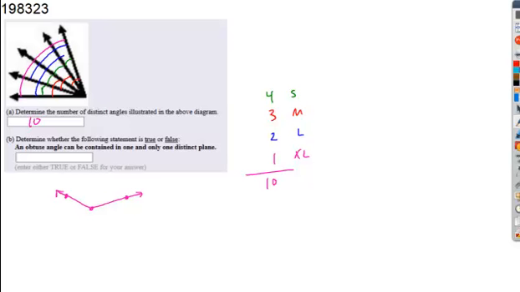Okay. Does this qualify for determining one distinct plane? I have 3 points that are not in a straight line, so yes, this would be true, right? An obtuse angle can only be contained in one distinct plane.